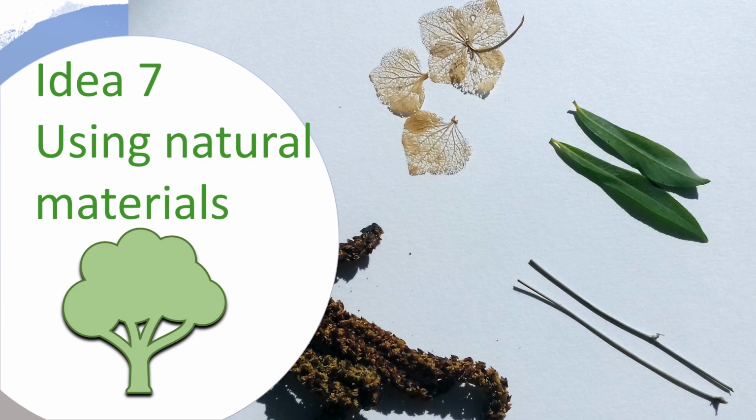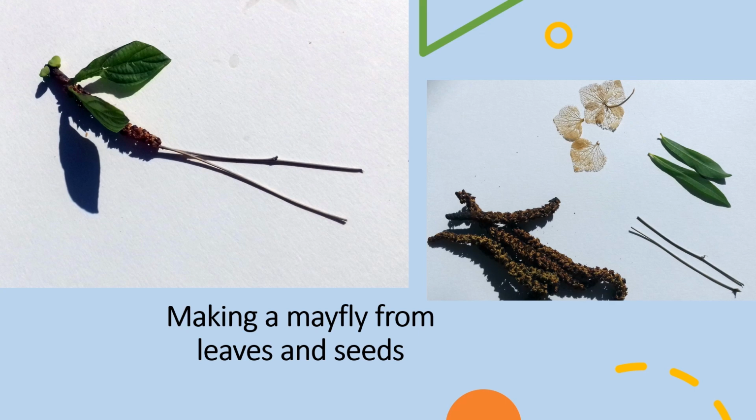We thought they looked a little bit like mayfly bodies. So we used some leaf skeletons that we found in the garden and some other leaves and some little twigs, and we stuck them together using a really strong glue and tried to make a playing piece out of these natural materials. So you can see there's our mayfly.